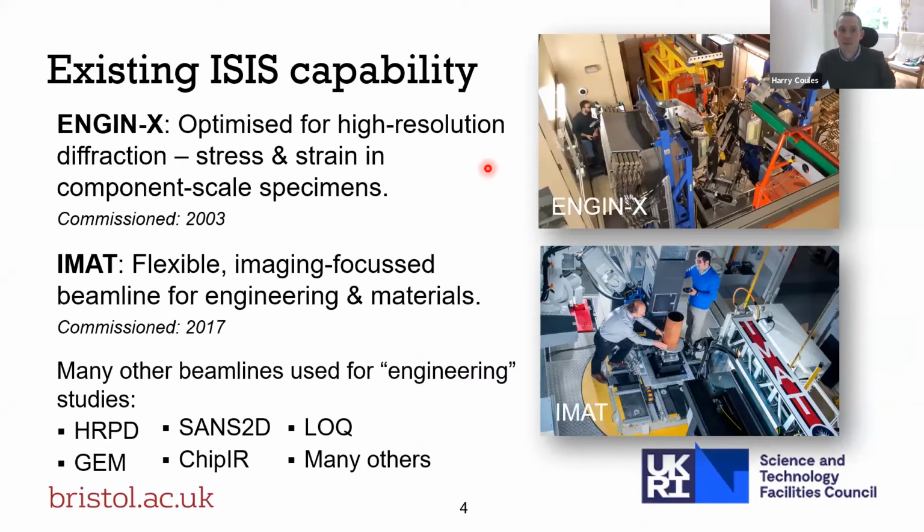ISIS's existing capability includes ENGIN-X for diffraction, IMAT, just commissioned in 2017 for imaging. So if you wanted to do some energy resolved imaging, then you can take your component or device or plant in some case, or cultural heritage item over to IMAT and do it there. Of course, there are lots of other beamlines used for engineering type studies, CHIPIR for irradiation, for example. But the important thing to recognize is that there's very high demand for both of these.